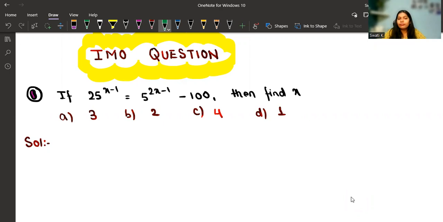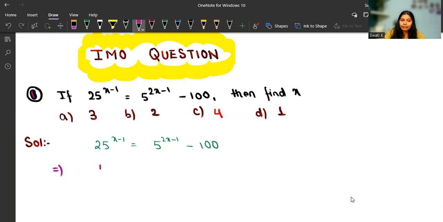So if 25 raised to x minus 1 equals 5 raised to 2x minus 1 minus 100, if this is what is given, then we have to find the value of x. We have 4 options given. So simply what I'll do, I will start with this 25.